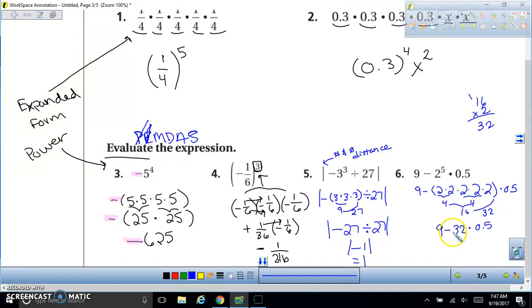So then what's half of 32? Half of 32 is 16. So 9 minus 16. All right. Now we're going to do the subtraction. And order matters for subtraction.